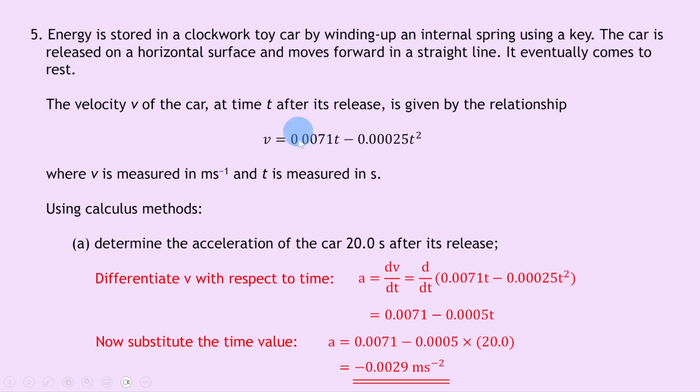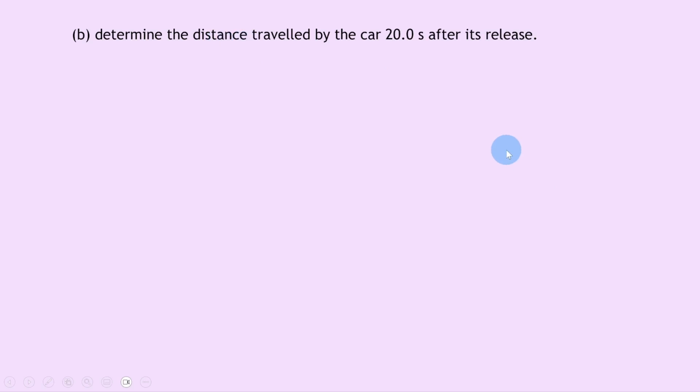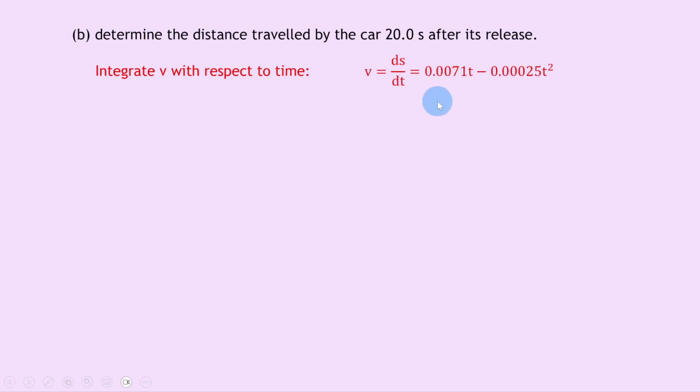Well, looking back at the question, remember we're given an expression for velocity, and now we're asked to calculate distance. So to find displacement or distance from velocity, remember we need to integrate rather than differentiate. So we can say integrate v with respect to time, so we can write v in the form of ds by dt from the relationship sheet, which is equal to 0.0071t minus 0.00025t squared. And then we can ignore the v equals bit and just deal with the ds by dt equals this, and integrate both sides with respect to time.